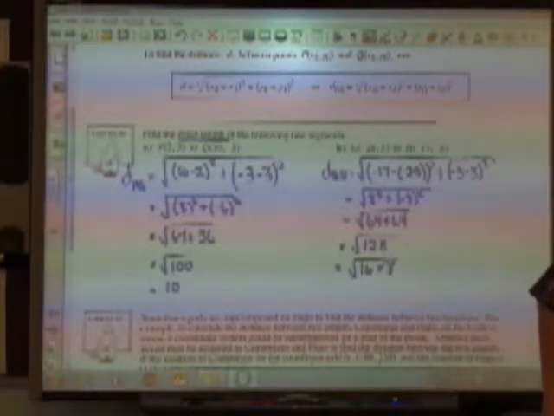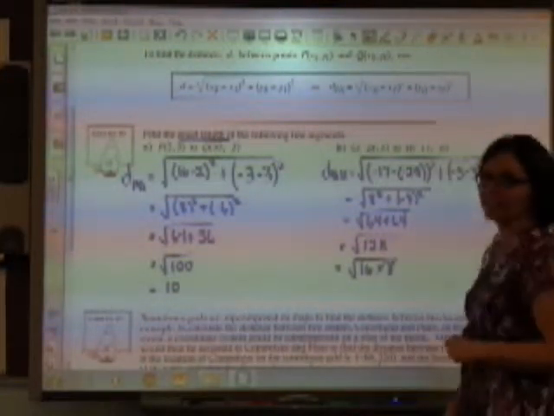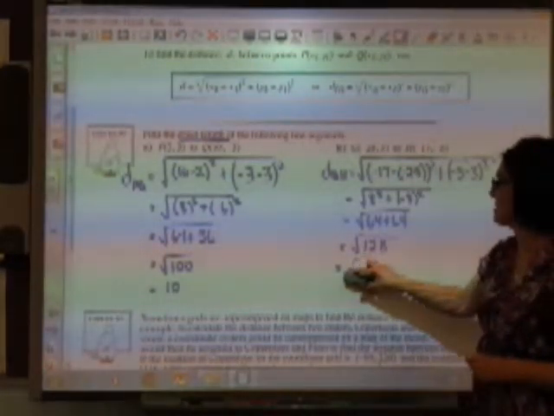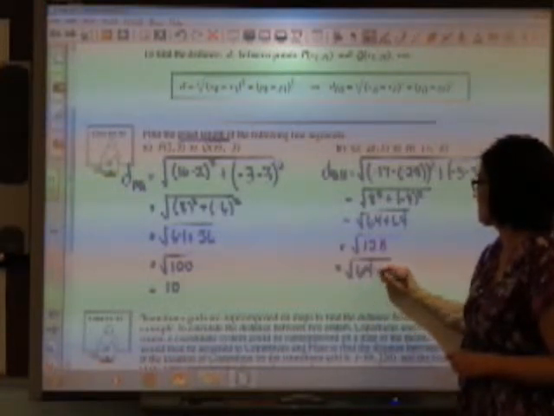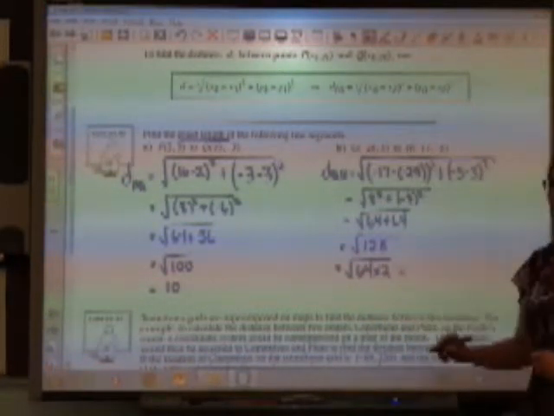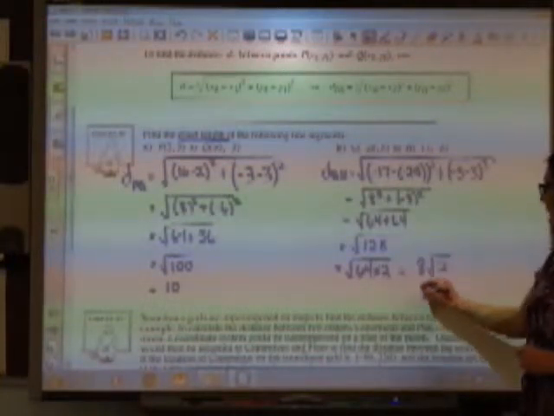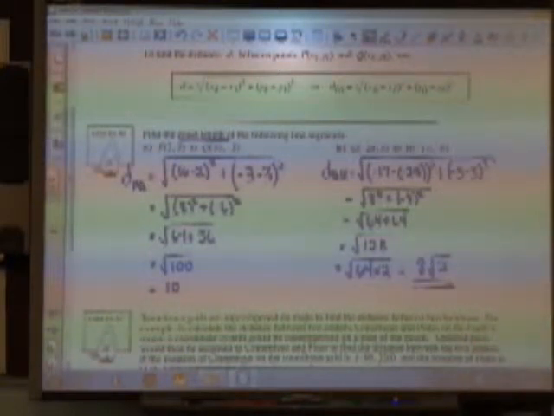And if I can divide it by 16, I should also check to see if I can divide it by 64. 64 times what? 2. And the square root of 64 is? So the exact answer would be 8 root 2. Okay, so we have one more question.